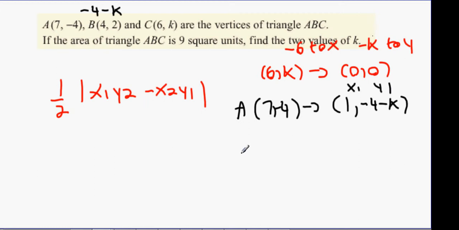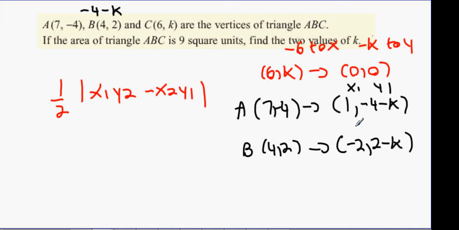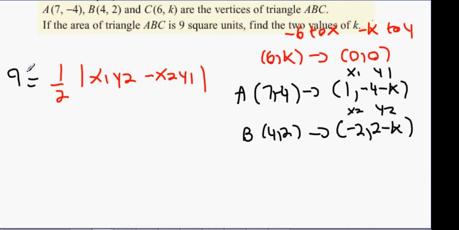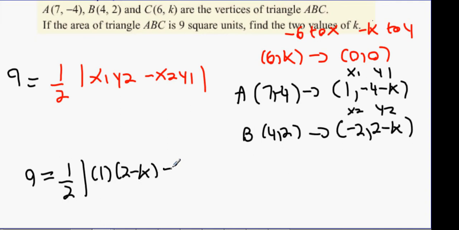And then we have B, which is (4, 2). And that's going to, once again, get changed to (-2, ...). And then its current y is 2, we need to take away k from it, 2 minus k. So that is also x2, y2. Put it into your formula, which is going to be equal to 9. 9 equals a half x1 times y2 minus x2 y1.